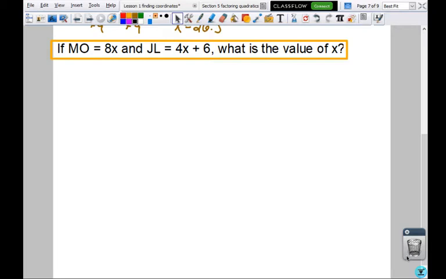I'll give you about another minute, maybe. Some people are finishing this off. Then we'll go over it. Then you'll do your exit ticket. We'll be done.